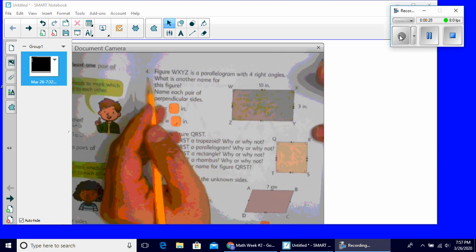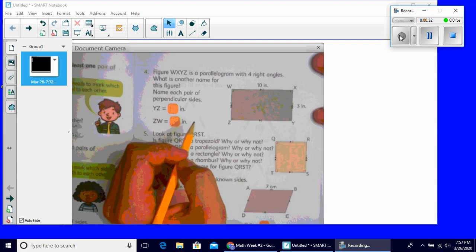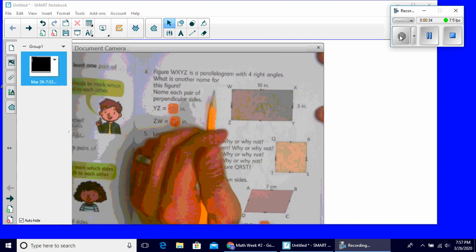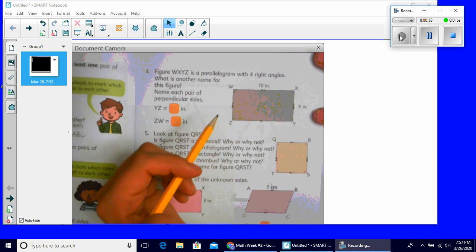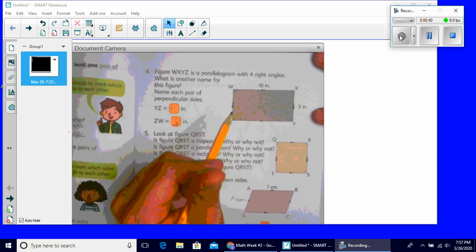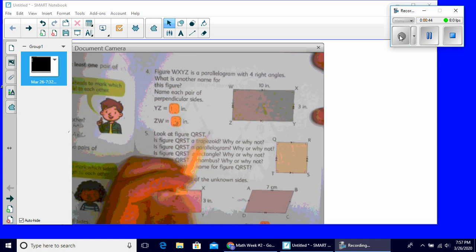What's another name for this figure? Based on our knowledge of the characteristics of quadrilaterals, we know that another name for this figure is a rectangle. A rectangle has 4 right angles, 2 pairs of parallel sides, and opposite sides of equal length.